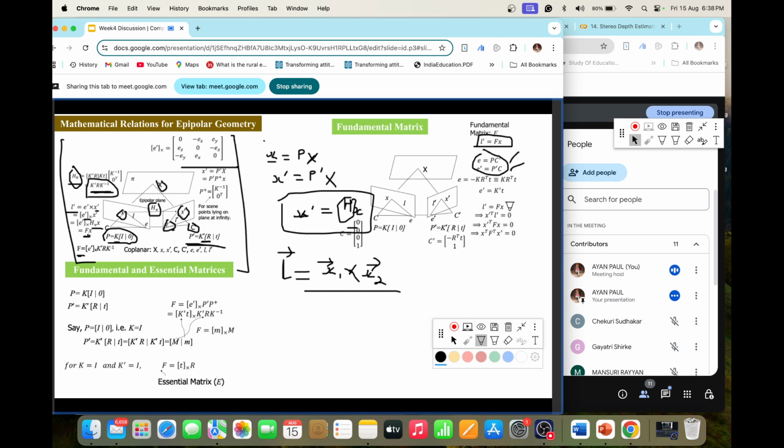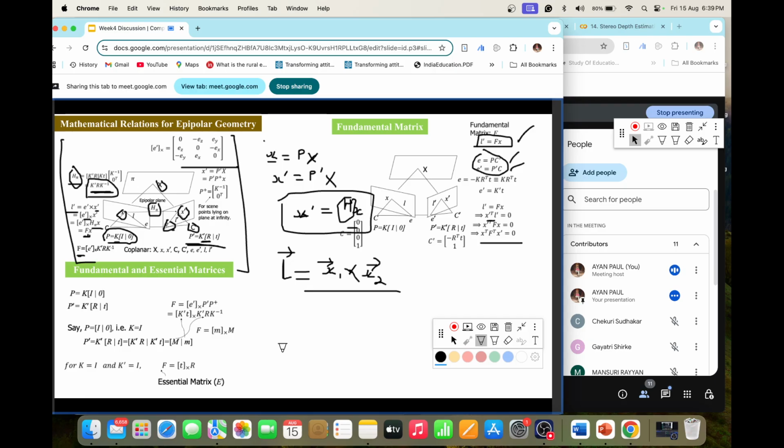Now L dash equals fx. Similarly, you already know that x into L is nothing but 0. By that you can get this true equation. It is not needed now, but this you have to remember. Similarly, F will be equal to H into E dash into H. And H will be equal to K dash R, from this P dash, and K inverse. So these are the things that you have to remember.